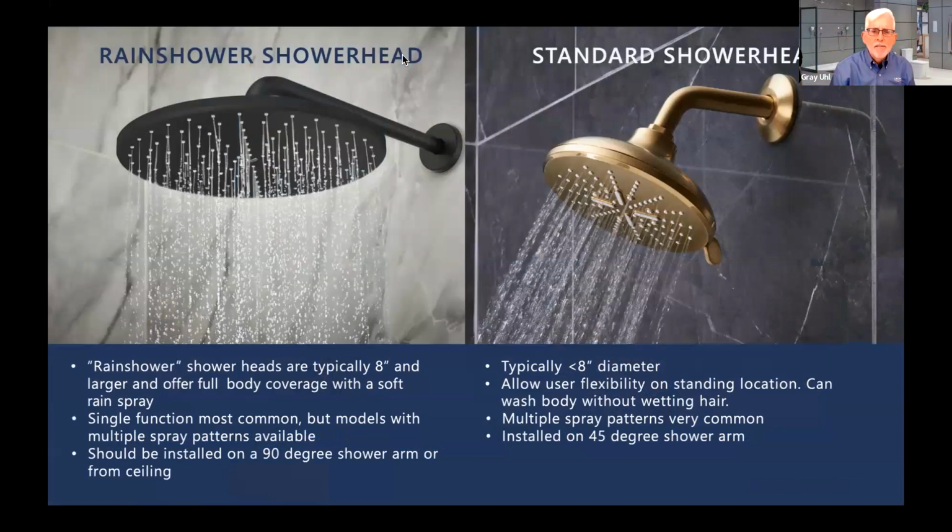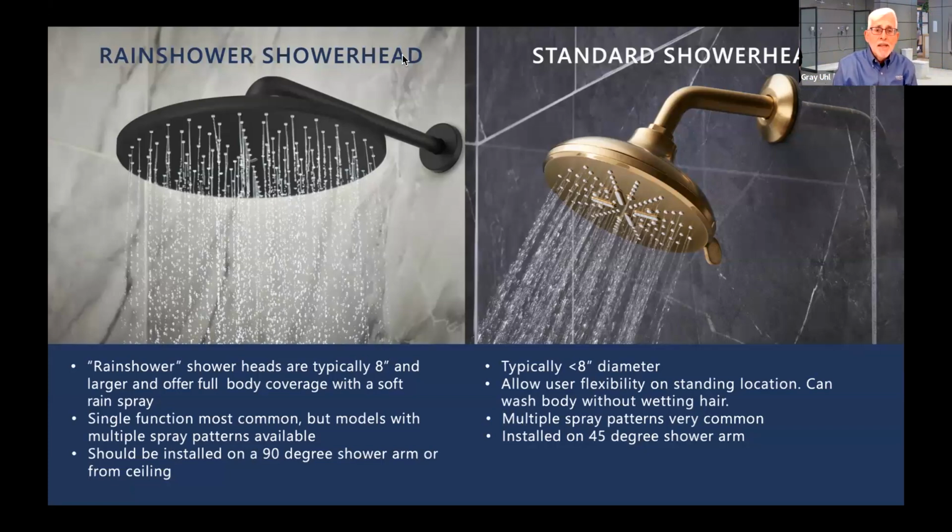The first one, the obvious one, is a shower head. And basically in our industry, there are two types of shower heads. There's a rain head. These tend to be 8 inches or larger. And for the most part, they're single function, but they take the water being delivered and spread it out and give you a large surface drenching experience.